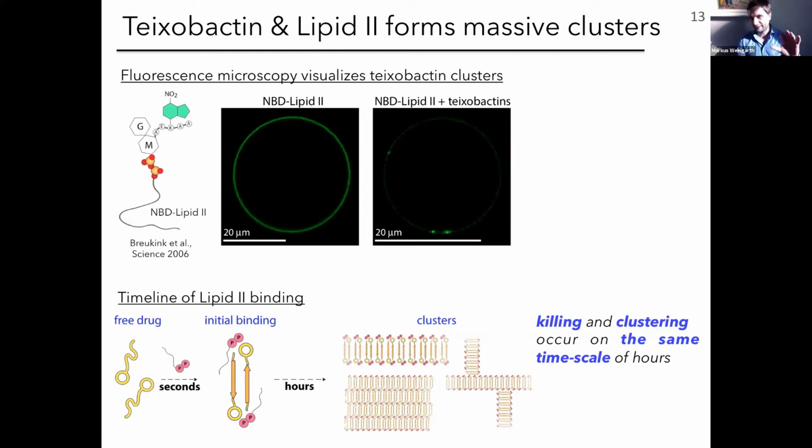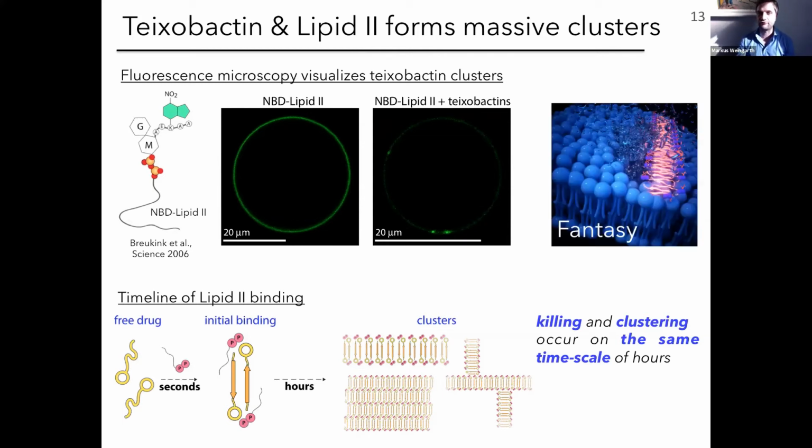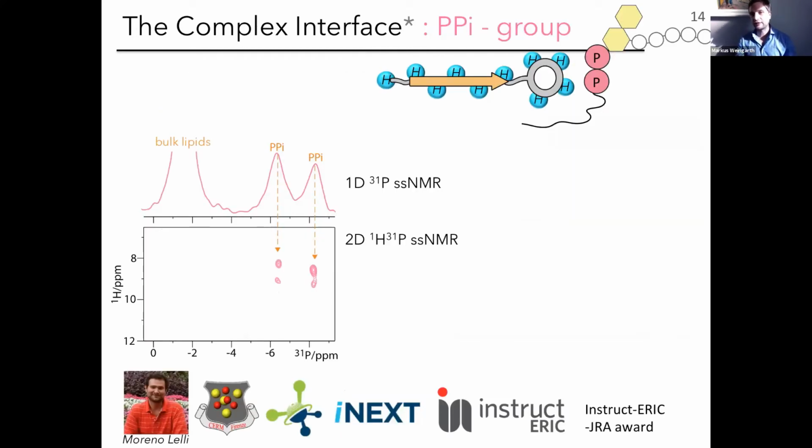All right, so now we know that tioxobactin forms these massive clusters. So let's look into these clusters at the atomic level. And we first wanted to directly confirm that this Dempsey cycle here really coordinates a pyrophosphate. It was already strongly suggested in the literature, but there was no direct proof. To get a direct proof, we acquired this 2D proton-phosphorus spectrum. This here is the proton dimension, which shows the amide protons of tioxobactin. That's the phosphorus dimension, where we have 3 signals from the bulk lipids and 2 signals from the pyrophosphate. You see that the pyrophosphate, but not the bulk lipids, talks to the amide protons of tioxobactin.